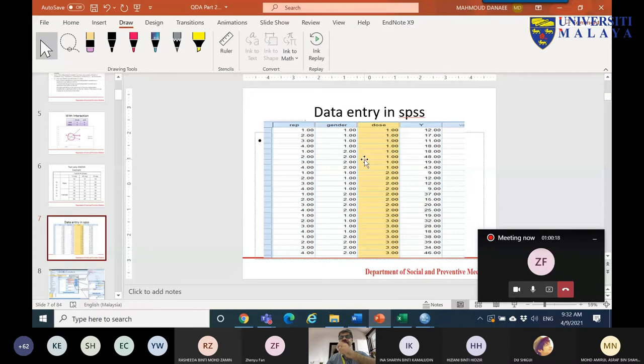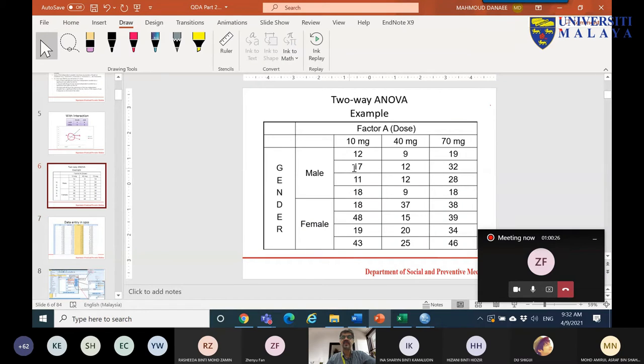So remember, finally, we want to come with this dose. This is the replication, gender, dose, and IV. Actually, replication means, because for each of them, we have four replication. In experimental study, these are called replication. We use the replication to be able to estimate the sampling error, right?